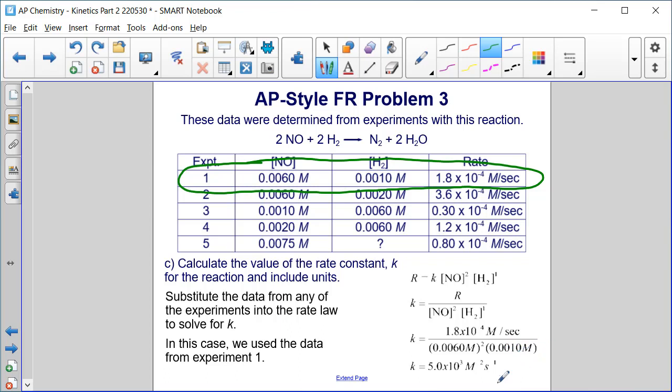So we get 5.0 times 10 to the third molarity to the minus 2 seconds to the minus 1 for our rate constant K.